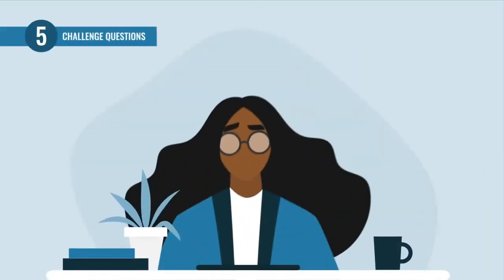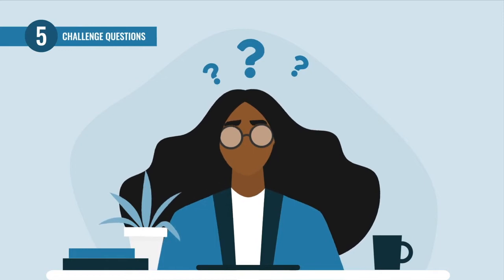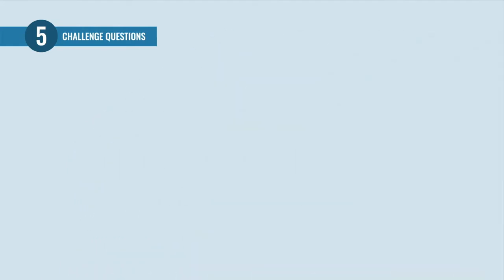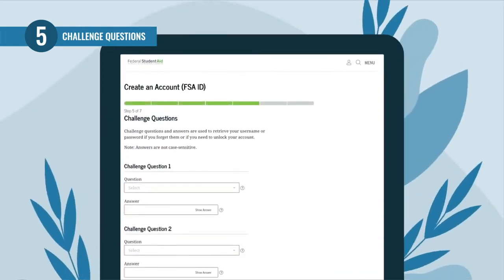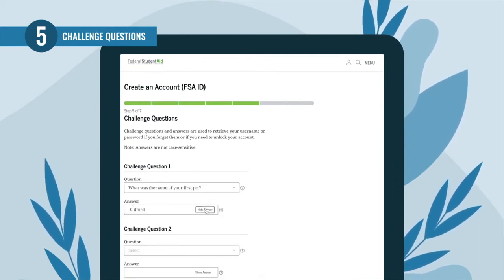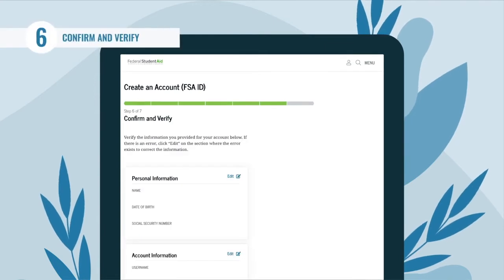Next, you'll select 4 challenge questions and answers. Memorize or keep these answers in a safe place in case you need them to help access your account in the future. Choose a question using the drop-down and add your answer in the text box. Select Show Answer to see your answer as you type it. Your answers are not case-sensitive. You're almost there.